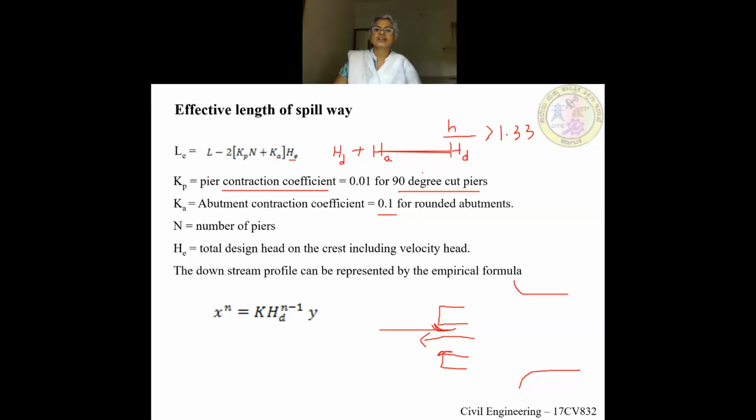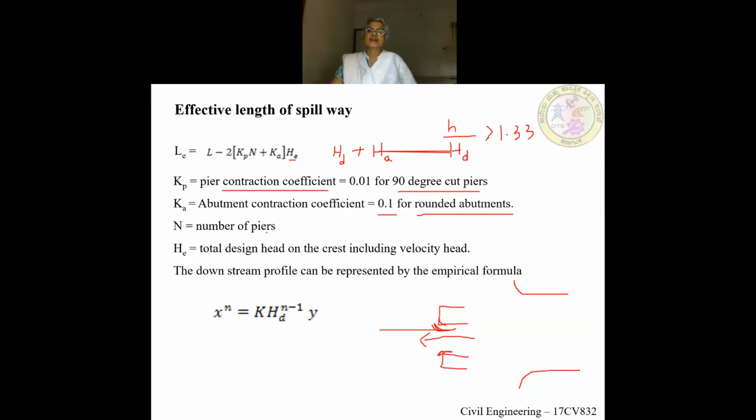If the values are given for different conditions, even if the piers are rounded, the value of Kp will be different. So it will be given in the problem. Ka, you can take it as 0.1. If not mentioned, you assume that it is rounded abutments and 90-degree cut piers.